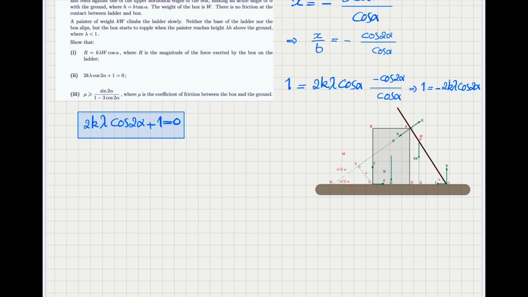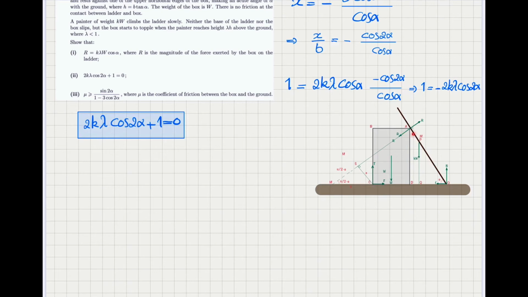This time, because in the equilibrium not only the net torque should be 0, but also the net force should be equal to 0, I will concentrate on the vertical components of forces and then horizontal components of forces. But one thing that is important to understand is what this angle is here.